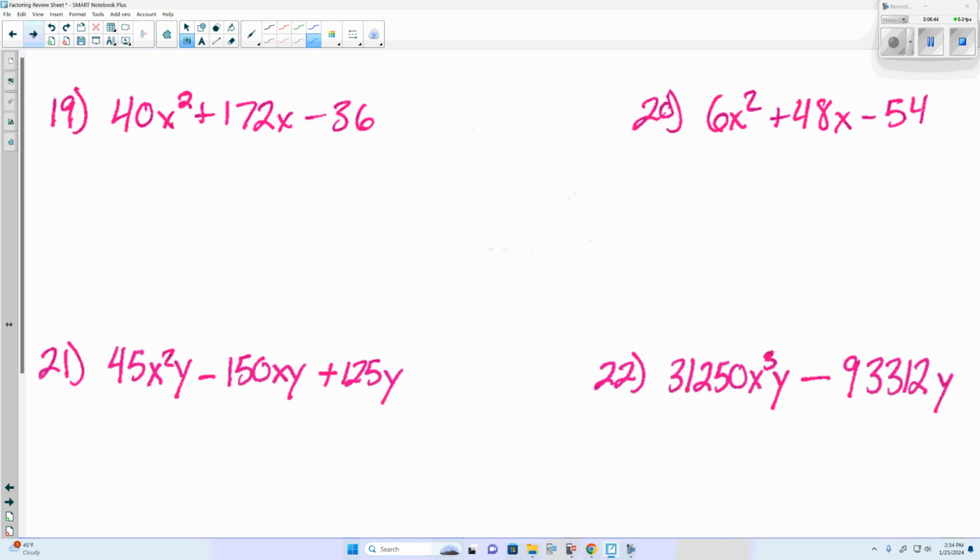40x squared plus 172x minus 36. Is there a greatest common factor between these three terms? At least 2. And we could start with 2. And we can factor it out. If we factor 2 out of 40, we have 20x squared, plus 2 factored out of 172 is 86x. And 2 factored out of 36 is 18. Is there another greatest common factor?